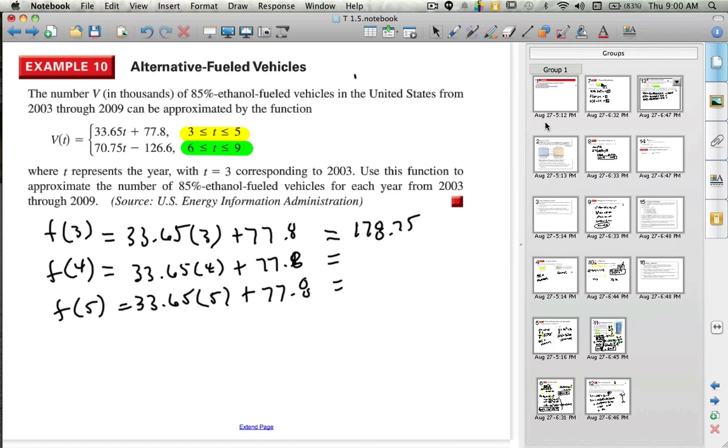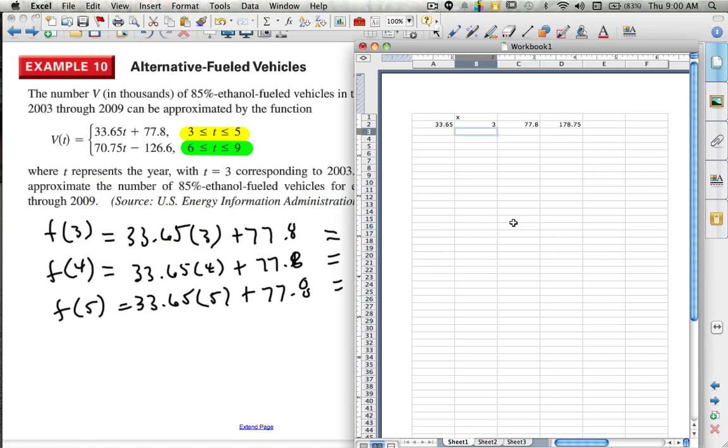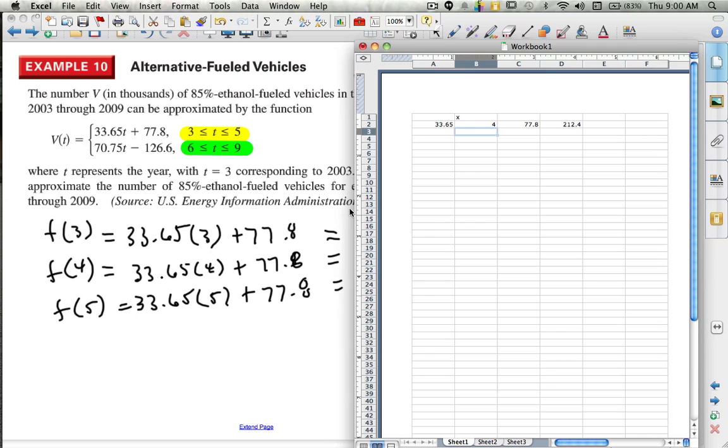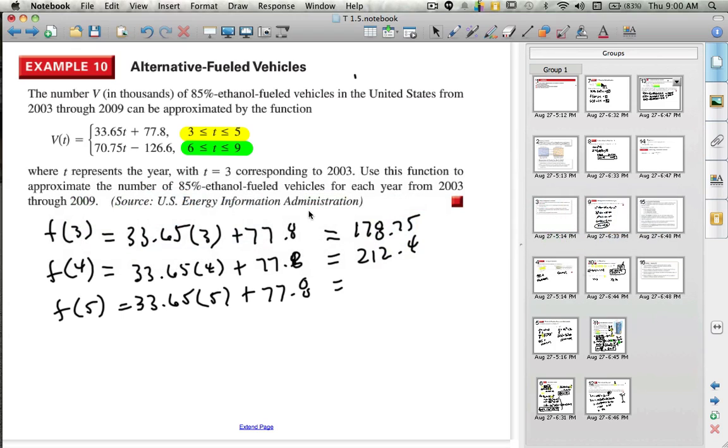178.75. If I go back to Excel and change this value, I make it 4, and I hit Enter, and now I have 212.4. And I go back and I do 5, and I hit Enter, and I get 246.05. Okay, those are the first 3.